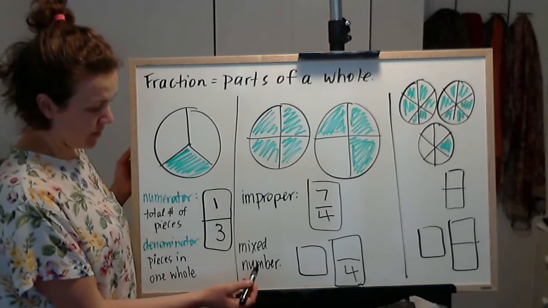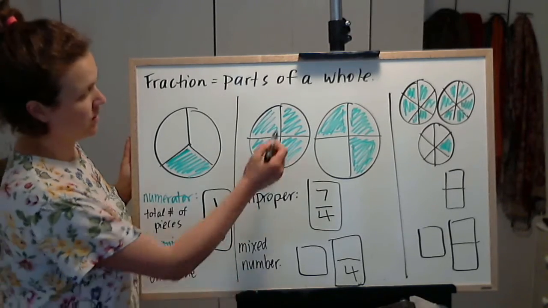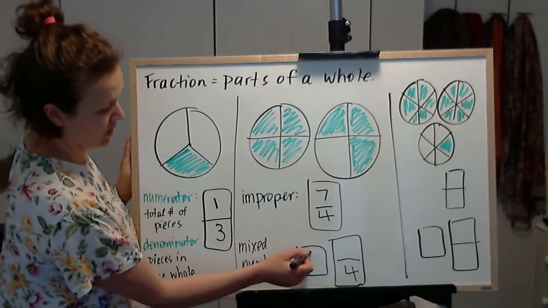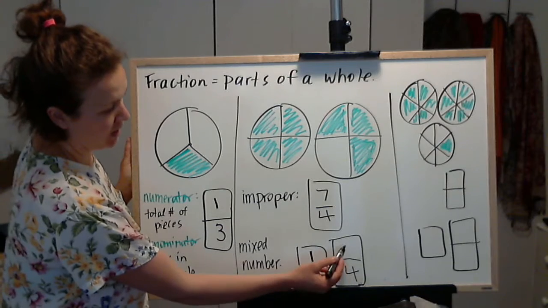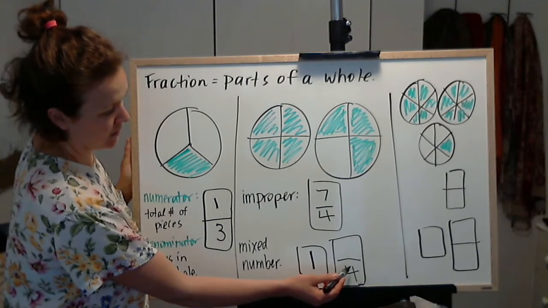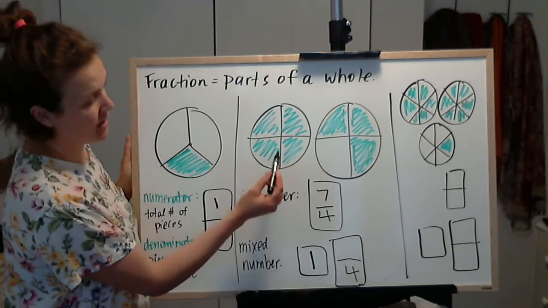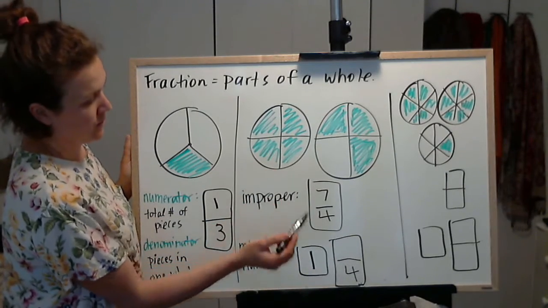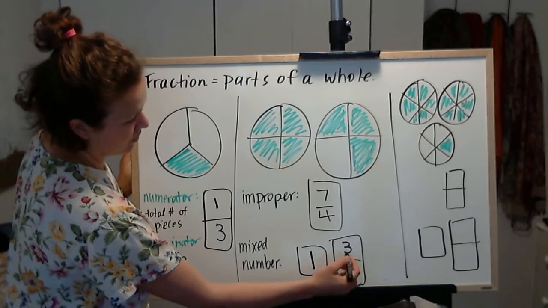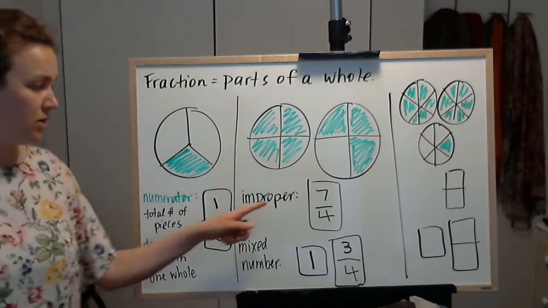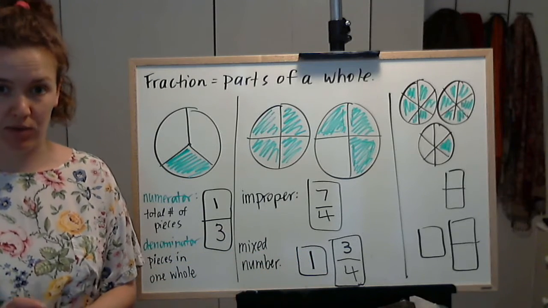For the mixed number, we count how many whole circles we have, and we have 1, so we write 1 here. And then we write how many incomplete wholes, or how many fractions we have in addition to that 1. So the fraction part is 1, 2, 3 pieces out of the 4. So 7/4 and 1 3/4 are the same amount.